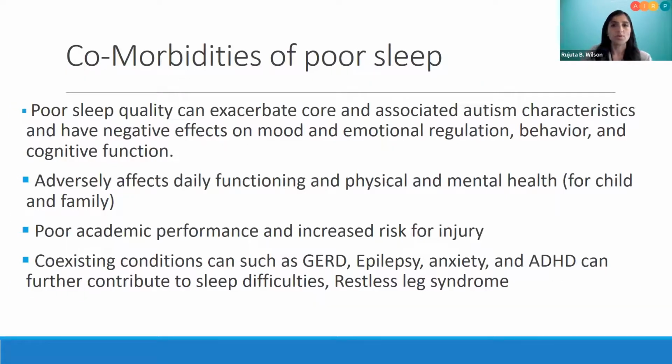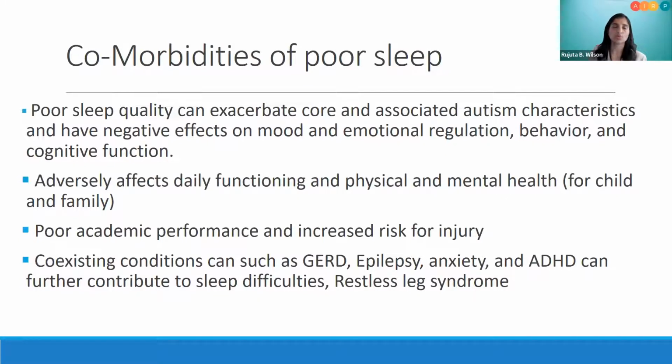Well, what are some of the co-occurring issues that we see of poor sleep, or the outcome of poor sleep? One of the other reasons why we're really looking to screen and treat for it. Well, poor sleep can really exacerbate core or associated autism characteristics. It can have negative effects on mood and emotion regulation, on behavior, and on cognitive function. And when we think about this, these are co-occurring difficulties in any of us, right?